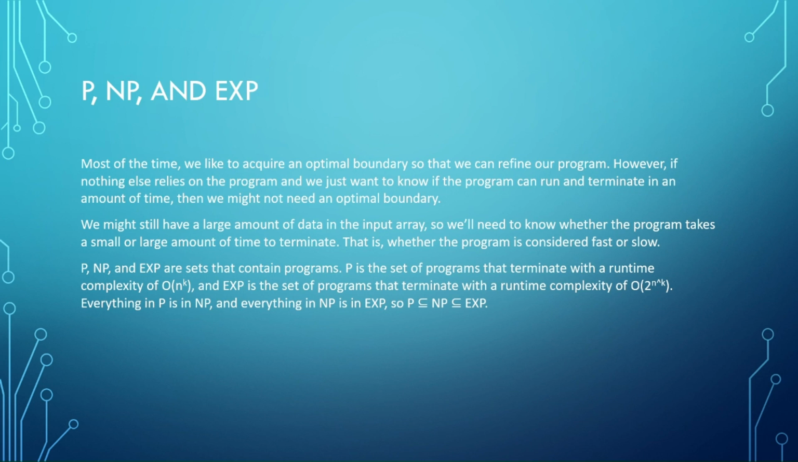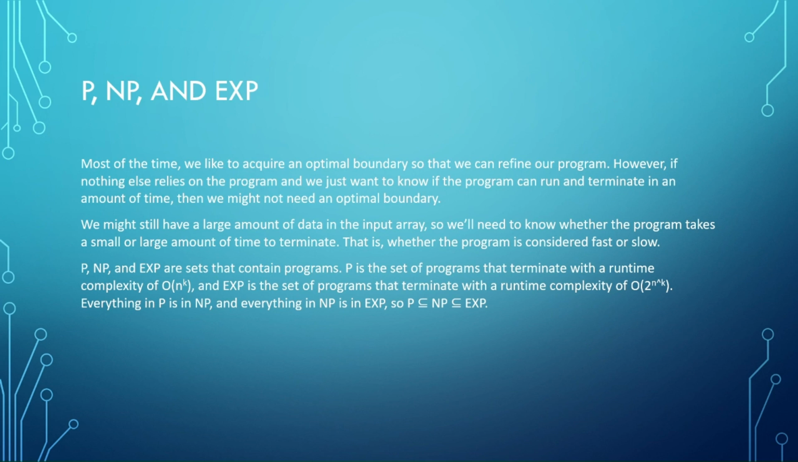So what was that? Yeah, third paragraph. P, NP, and exp are sets that contain programs. So P is the set of programs that terminate with the runtime complexity of O n to the k, so polynomial, and exp is the set of programs that terminate with a runtime complexity of O 2 to the n to the k. So exp is exponential, 2 to the n to the k. Everything in P is in NP, and everything in NP is in exp. So P is a subset of NP, which is a subset of exp.